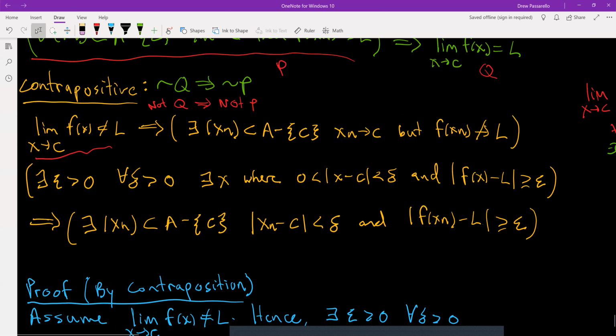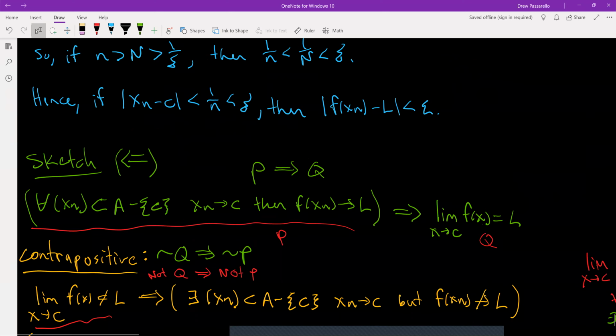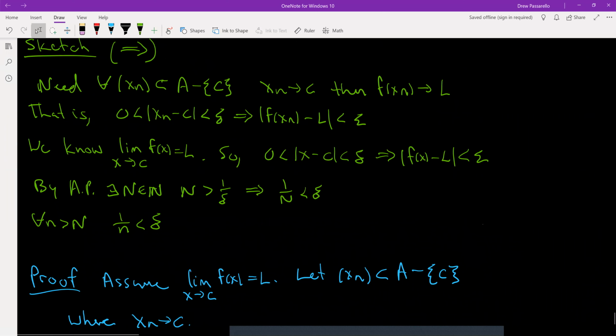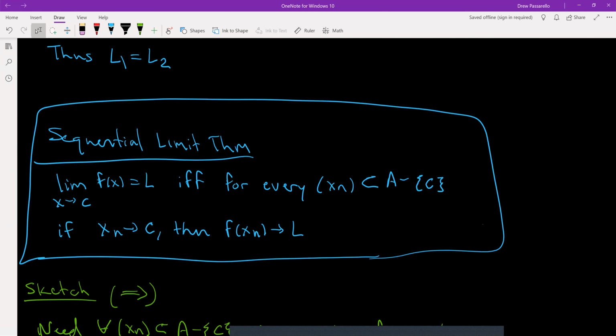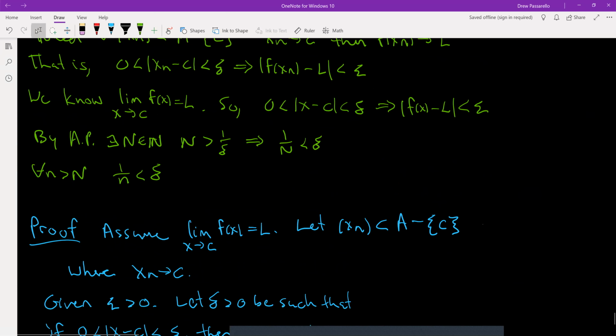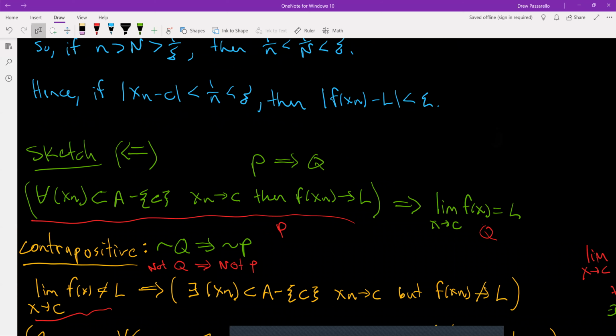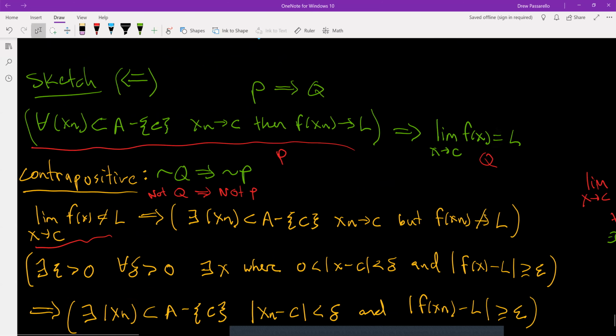All right, so if we assume it's not true that the limit as x approaches c of f(x) equals L, then it's not true that there's a for all. So if we assume it's not true for this, and not true for that, then it's going to be not true for this. That's how the structure of the proof is going to be. By assuming it's not true for each one of those, we use the negations of those statements.